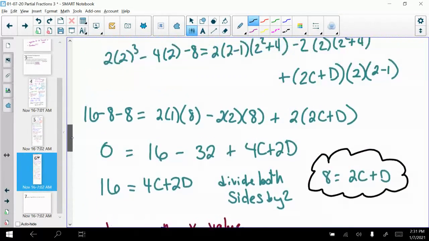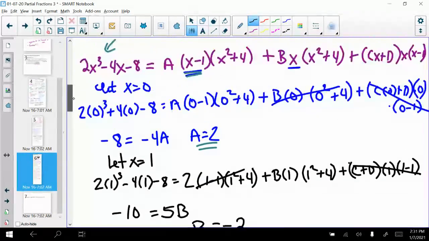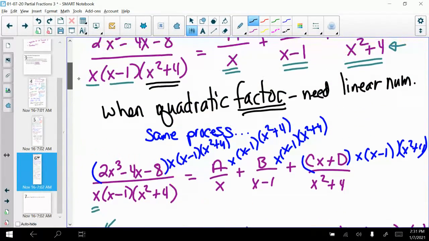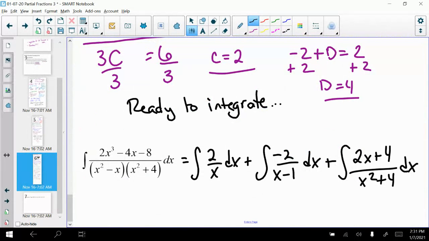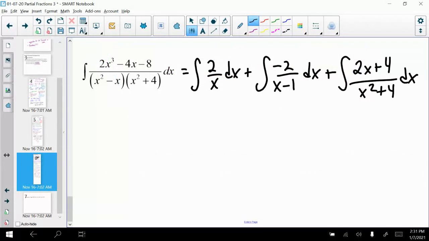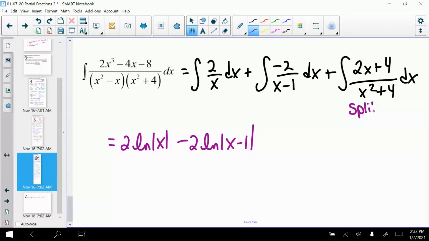Oh man, this looks like something terrible out of our book or whatever. All right, so now, let me just make sure I wrote everything right. Yep. So now we get to finally integrate. You guys are like, oh, well, these first two are great because it's 2 natural log of absolute value of x, right? Minus 2 natural log of absolute value of x minus 1. And then this one is not too bad, but we want to split it into two integrals.